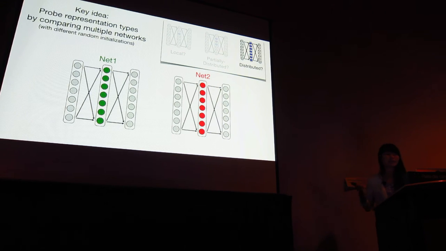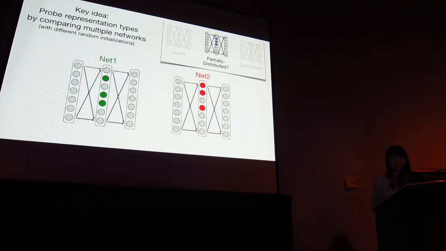In the distributed case, the units may only be used as basis vectors to span the entire representation space, and the basis vectors of one network may be a rotated version of the other. And in the partially distributed case, we would expect to see low-dimensional subspaces that are always spanned, but the basis vectors might be rotated in that subspace.